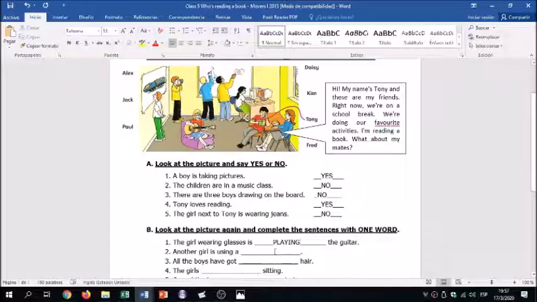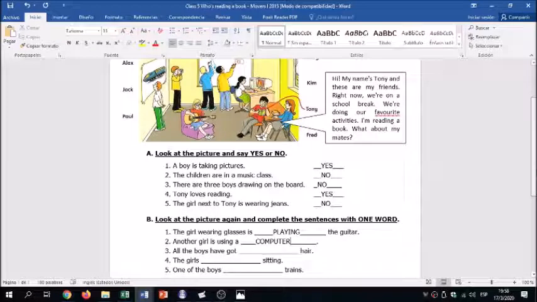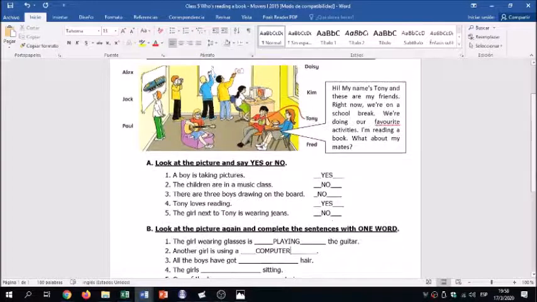Very good. She's using a computer. So, another girl is using a computer. Great. Now, sentence number 3. All the boys have got gap hair. All the boys have got, tenemos el espacio para completar, hair.